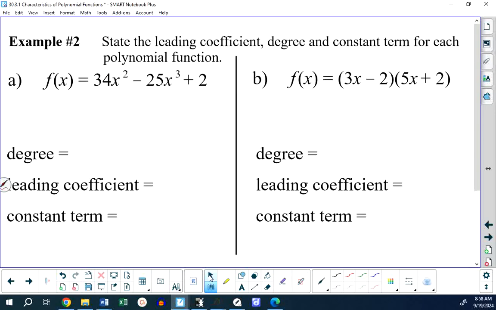So let's get some practice here. For these polynomial functions, state the degree, the leading coefficient, and the constant term. These 3 things now, the degree, the leading coefficient and the constant term, I can look at those and I can tell you what this graph will look like roughly.